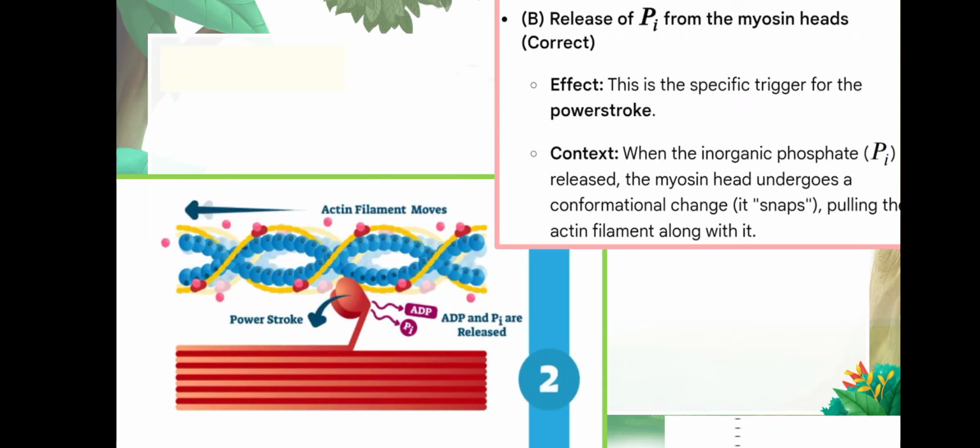Again, release of Pi from the myosin head. Now as the ATP molecule arrives, the myosin head releases the actin molecule, and again it utilizes the ATP and gives the power stroke, releasing ADP and Pi. So as the Pi is released, the power stroke happens, isn't it? So this is the correct option.